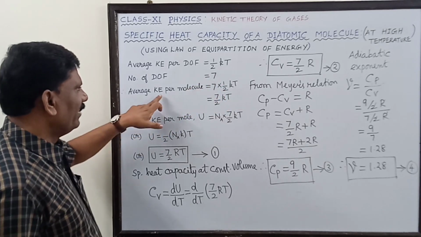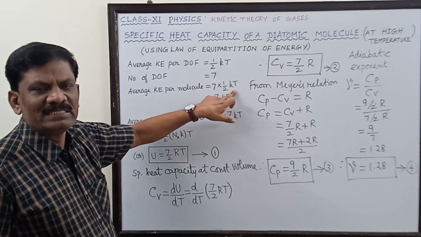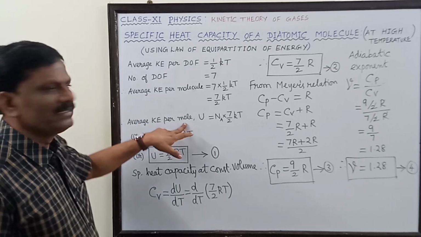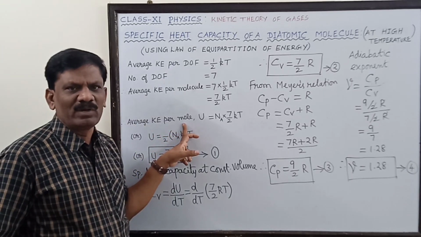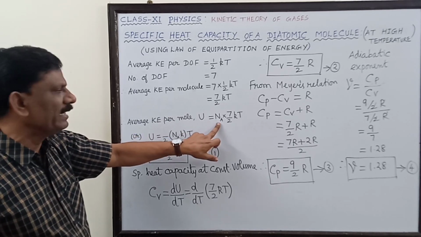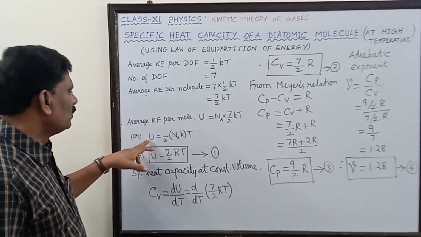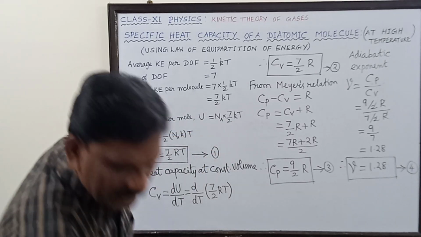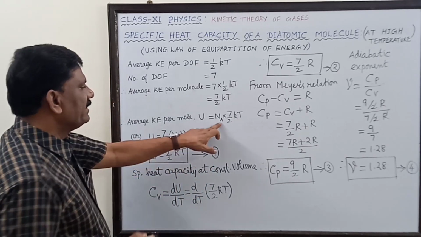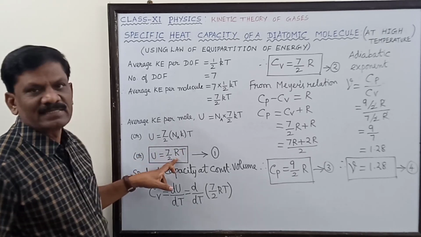So, the average kinetic energy for one molecule is 7 degrees of freedom times the energy per degree of freedom, that is 7 by 2 kT. Hence, the average kinetic energy for 1 mole. 1 mole contains Avogadro number of molecules. So U, or epsilon, is equal to Avogadro number Na times the energy per molecule, 7 by 2 kT. Here Na into k is a constant which is called the gas constant R.